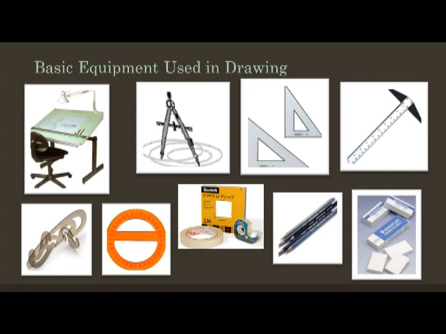Pencils are graded from hard, which is marked H, to soft, or B. So 9H is the hardest, whereas 9B is the softest.